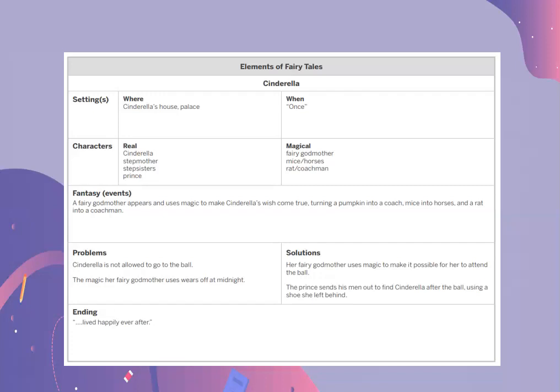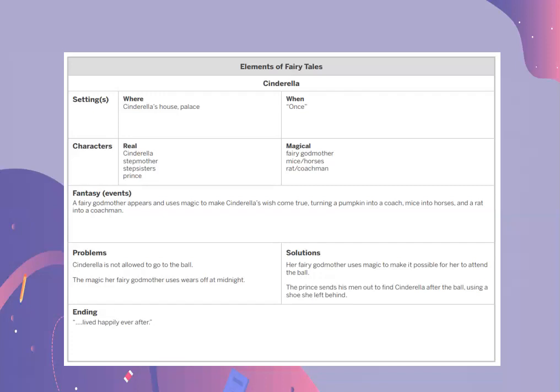In Cinderella, there were real characters and magical characters. Some of the real characters were Cinderella, her stepmother, her stepsisters, and the prince. A magical character from Cinderella was the fairy godmother. A fantasy event that happened in Cinderella, a fairy godmother appears and uses magic to make Cinderella's wish come true, turning a pumpkin into a coach, mice into horses, and a rat into a coachman.